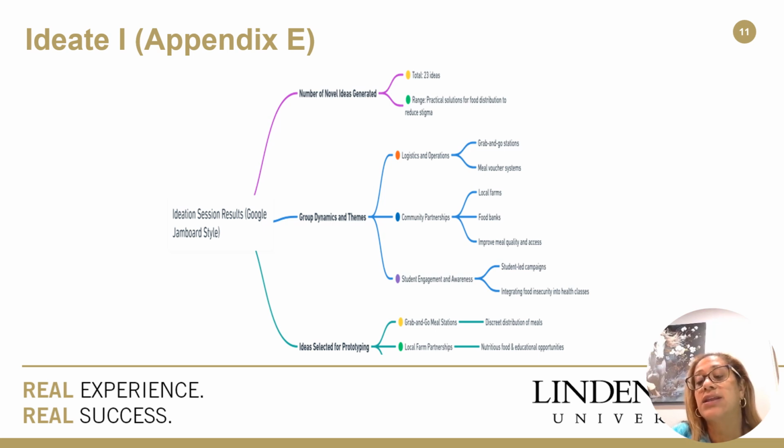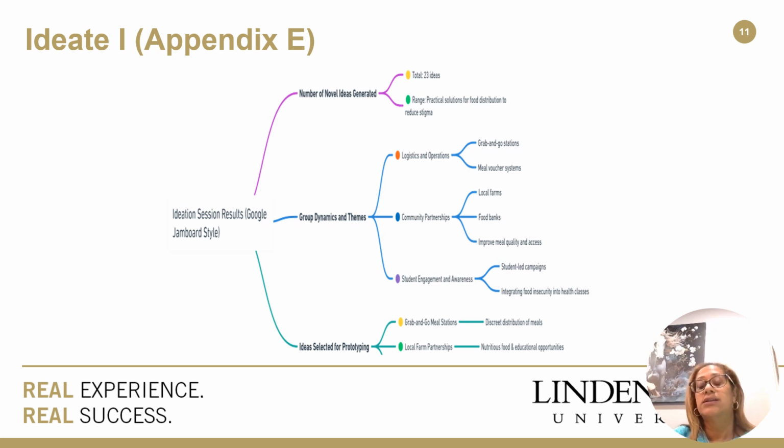Dynamics and themes. The ideas were organized into 3 thematic groups. Logistics and operations: ideas focused on meal distribution methods such as grab-and-go stations and meal voucher systems. Community partnerships: this group emphasized partnerships with local farms and food banks to improve meal quality and access. Student engagement and awareness: ideas included student-led campaigns and integrating food insecurity discussions into health classes.